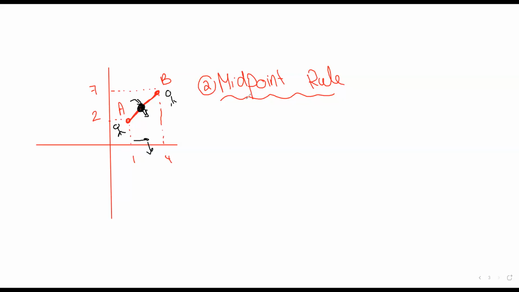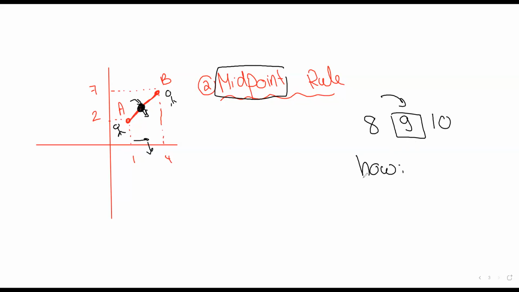As we said, the midpoint is the point that is exactly in the center of the line. And I would like to remind you, a long time ago, you would be asked to find the number in between 8 and 10. Here the number in between is super easy, which is 9. But how did we get this 9 by calculation? We added the numbers and we divided them by 2.